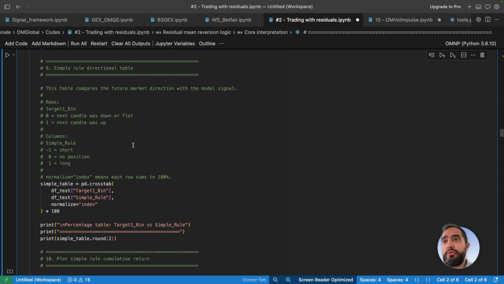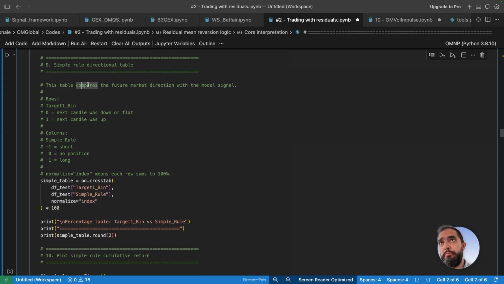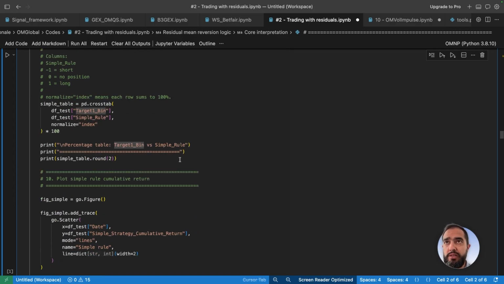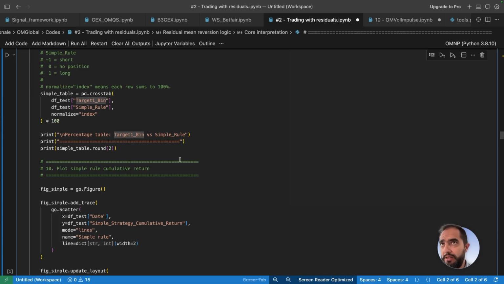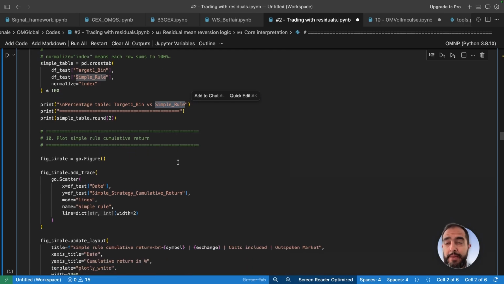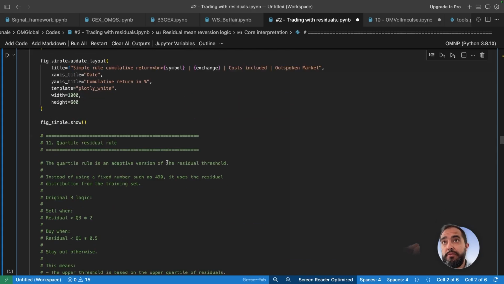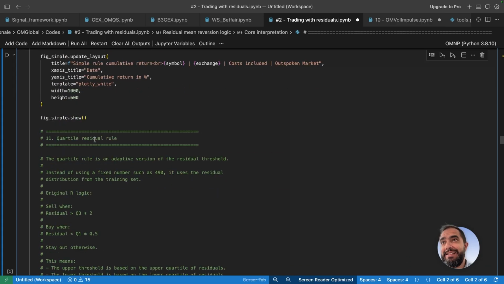And then we also have the table comparing the future market direction with the model signal. So we can have a percentage table comparing the rules with the target, so we can get an idea of the accuracy. Although accuracy is not the most important thing, because you may be profitable even with lower accuracy. If you win a lot when you win, that will for sure compensate the many times that you may lose, but you will lose small.